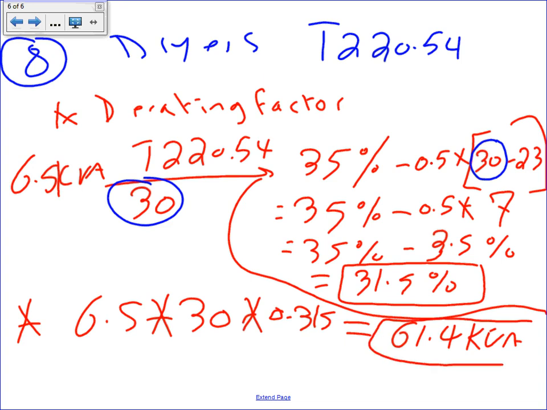Anybody disagree with my friend? Anybody disagree? And this is the number that you're going to be carrying downstream. 61.4K, right? I need a second or a third. Any second? Okay, let me second him. 6.5 times 30 times 0.315 equal 61.4. I second him, you third him.